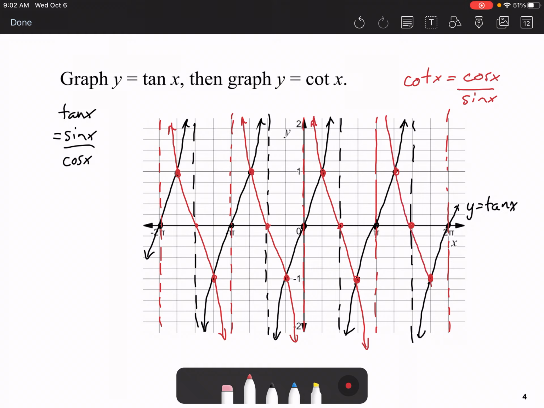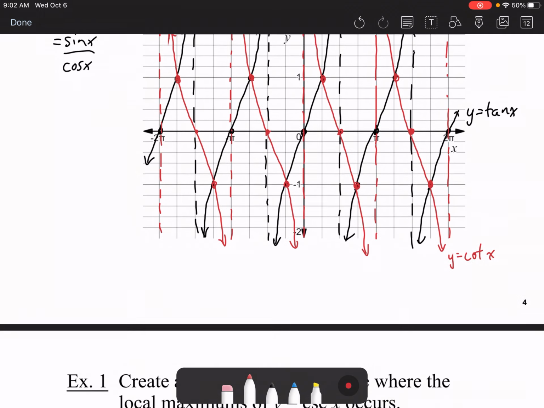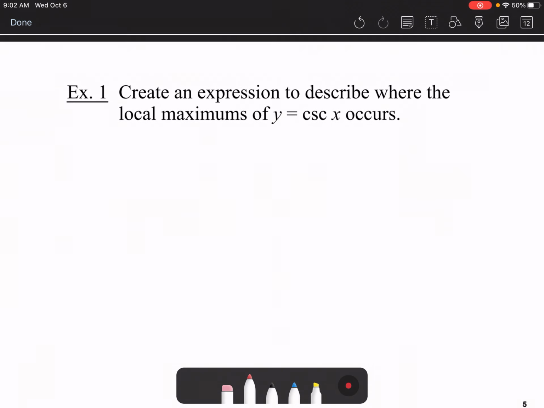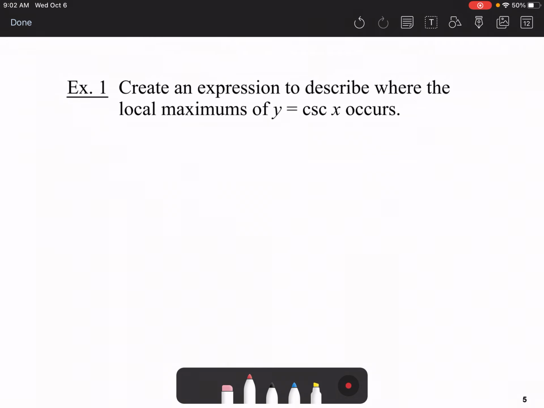So this red function that I've drawn here is an example of cotangent of x. And again, you can see tan x and cotangent of x are periodic in nature. Now, part of our exploration of these things is to be able to create expressions to describe where the functions are having local maximums or local minimums, or where their vertical asymptotes occur, and so forth.